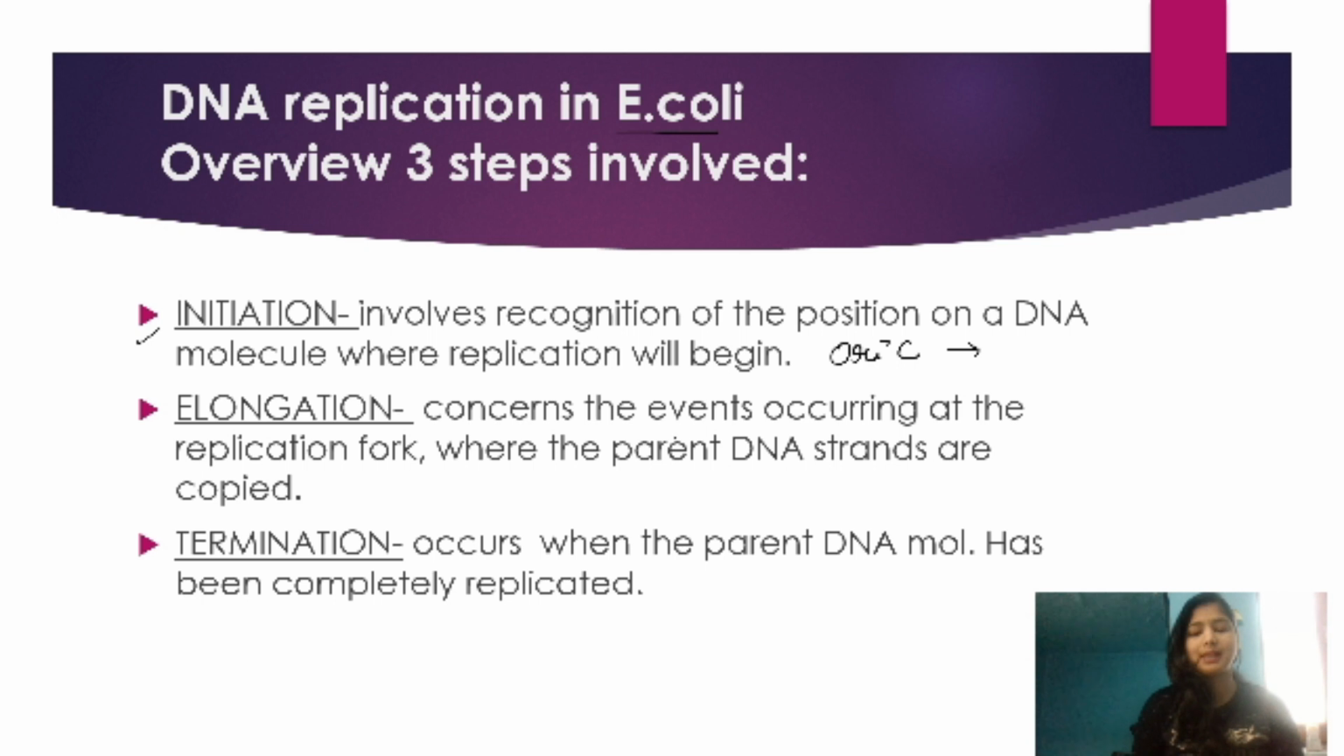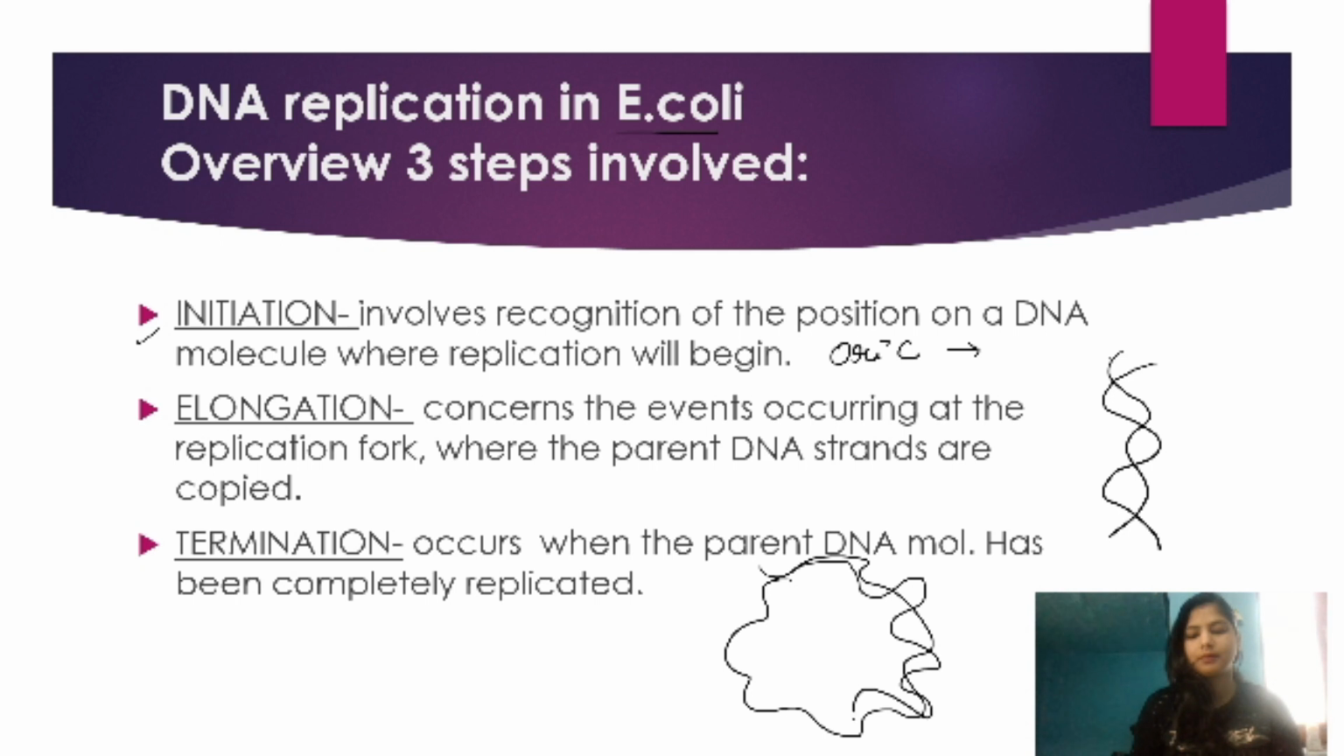So in the elongation step, what will happen is that the parent strand would be copied. So normally a DNA is a double helix, and if we talk about E. coli, that is bacterial, so it is somewhat circular DNA. So when we talk about replication, there will be an origin of replication from where the replication would start. From where the replication will start will form a bubble like structure.